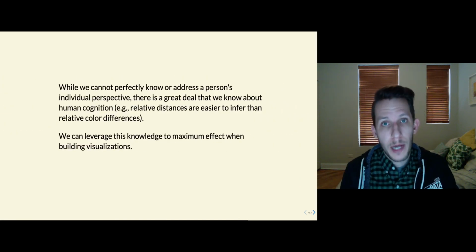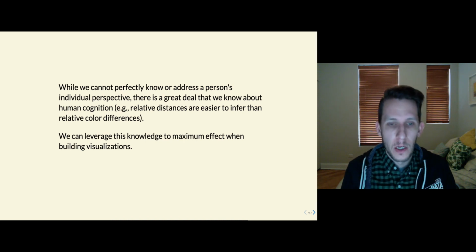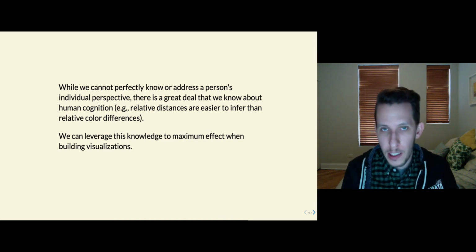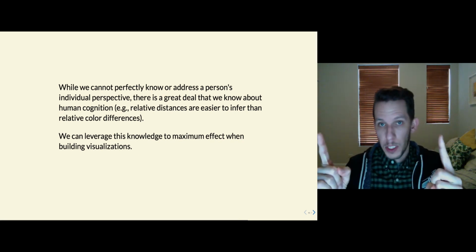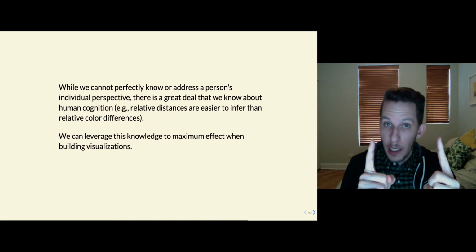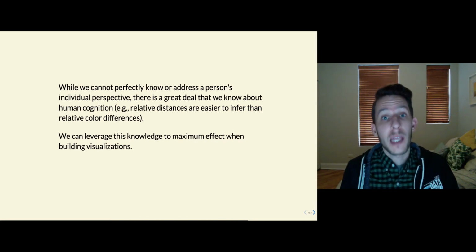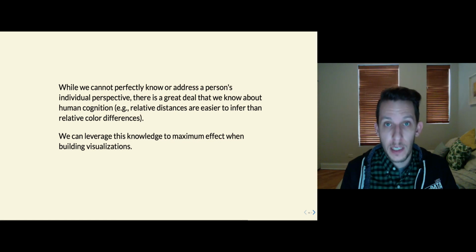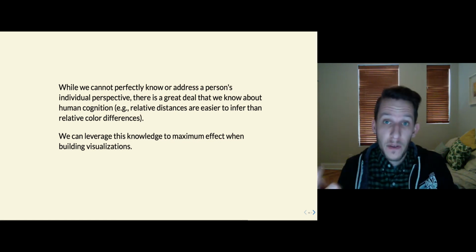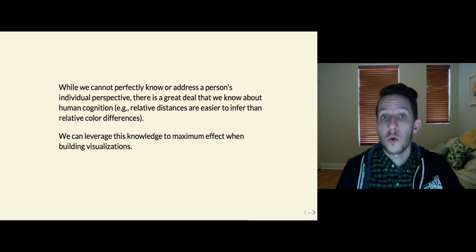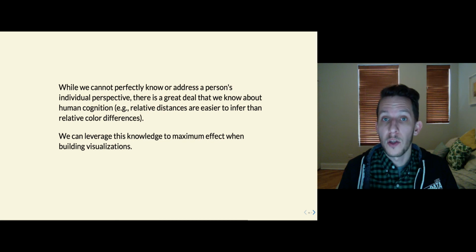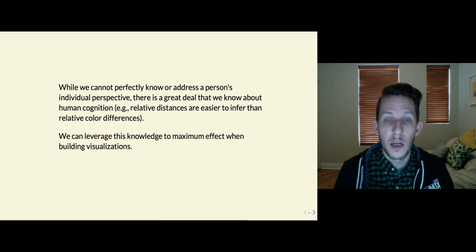So, while we do not perfectly understand any individual's perspective, there is a lot that we know about human cognition. As one example that's come up in previous talks at the DSFP, we can immediately look at two lines that are next to each other and tell which line is longer, which line is shorter. But we have a lot of trouble telling relative color differences. Is this thing cyan and this thing turquoise, or vice versa? That's very challenging.